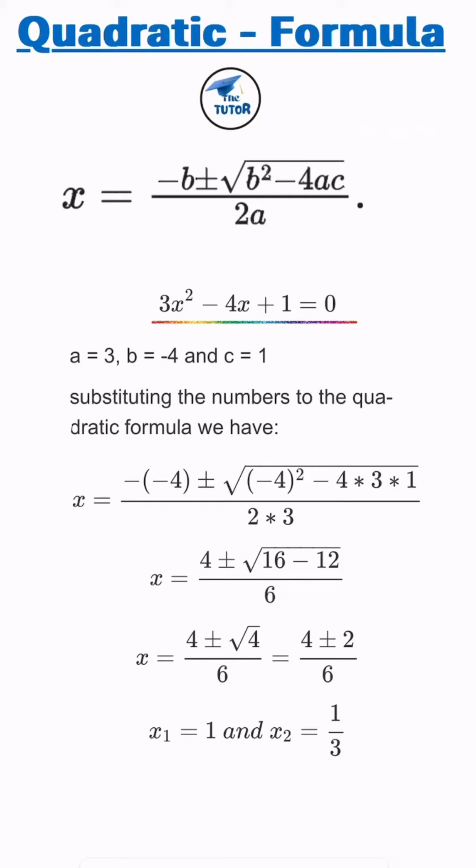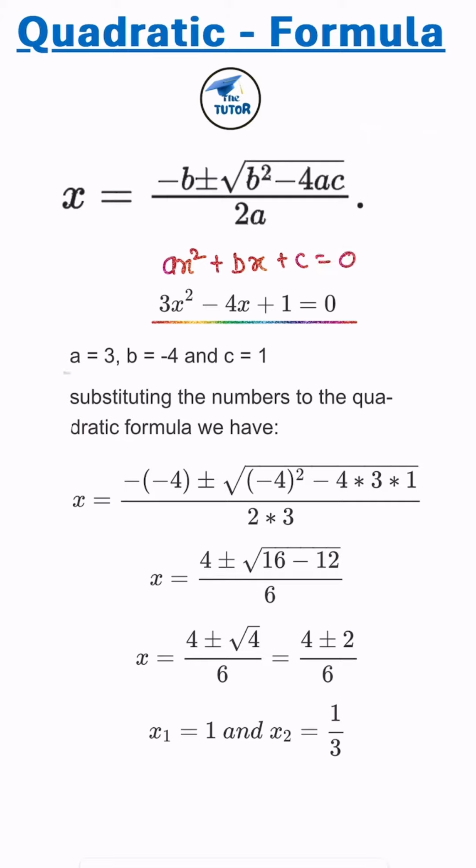Today we are going to understand this quadratic formula. So the formula is x is equal to negative b plus minus square root of b square minus 4ac over 2a. How will you get the values of a, b and c? For that you will have to compare this equation with the standard quadratic equation, that is ax square plus bx plus c equal to 0.